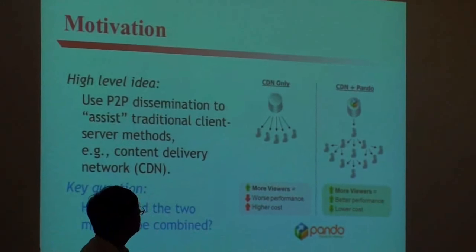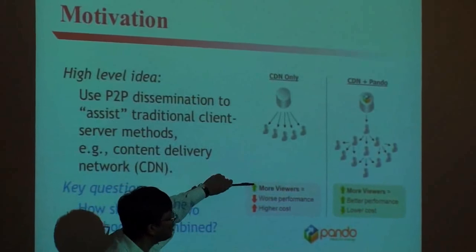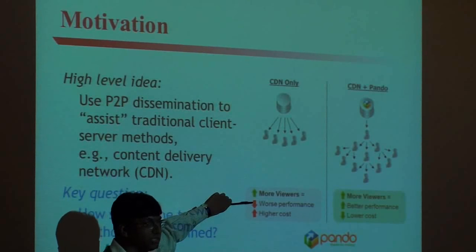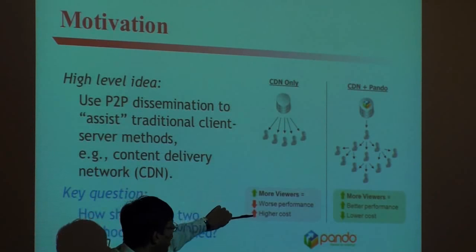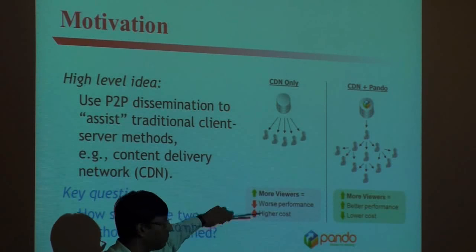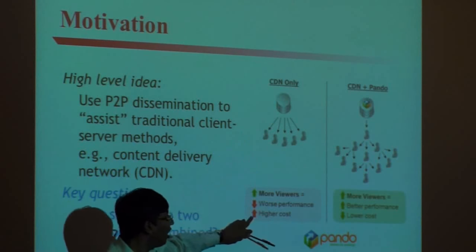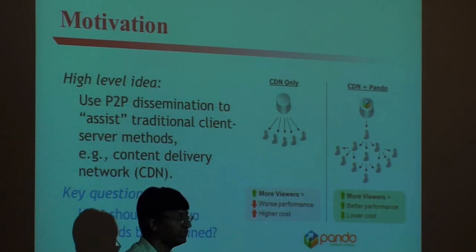So Pando basically says, if I have a CDN only, you can think of it as a big server. As I have more and more people who request the content from the server, there's worse and worse performance because the latency is bound to increase in exactly the same convex fashion. And if I want to service them at a given quality, I either have to provision a lot, which is higher cost, or those guys will be unhappy with me and leave, which again means decreased revenue.